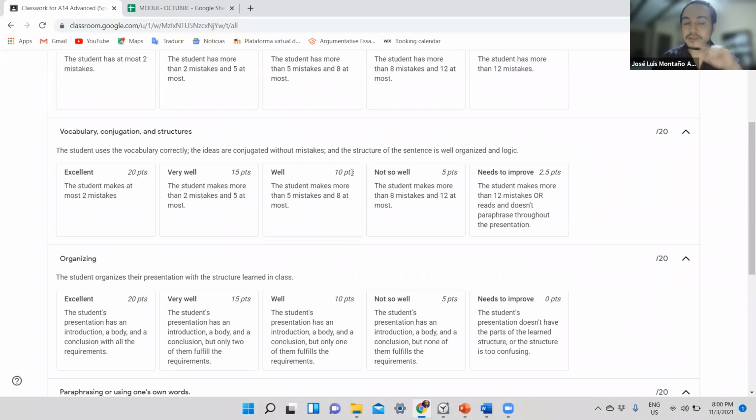Here we have the first change, and this is a review. Vocabulary, conjugation, and structures. This is again 20. You can make two mistakes and it's still 20. So it's the same. But the big change is needs to improve. If you have more than 12, which can be a lot, or if you read during your presentation and you didn't paraphrase, then you're going to have this score. You cannot read throughout the entire presentation and you cannot read complex or long sentences or ideas.